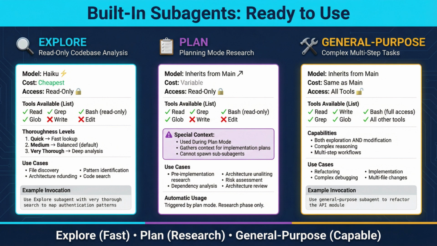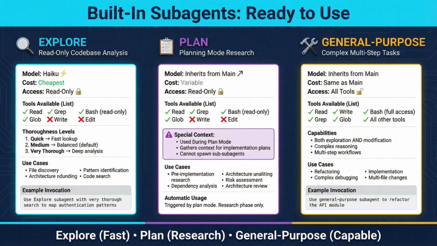Explore has 3 thoroughness levels: quick for targeted lookups, medium for balanced exploration, and very thorough for deep analysis across the entire codebase. The second is the Plan subagent, used during plan mode when working through large changes. It has the same read-only restrictions as Explore, but uses your main conversation's model instead of Haiku, giving it more capability for complex reasoning about architecture. The third is the general-purpose subagent, which has access to all tools, including write and edit. Claude uses this for complex multi-step tasks that require both exploration and modification, and it inherits your main conversation's model.